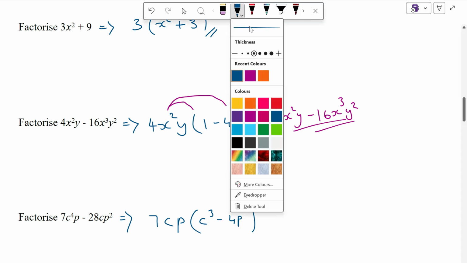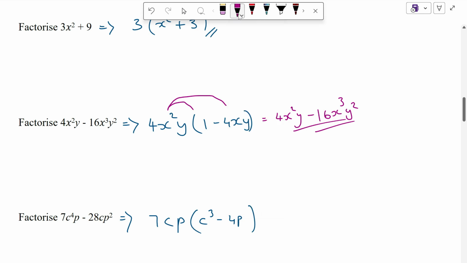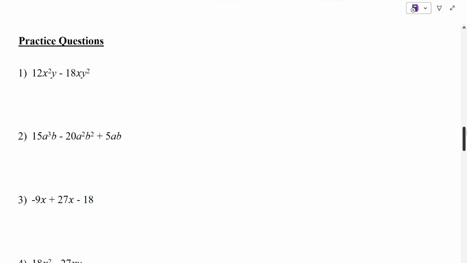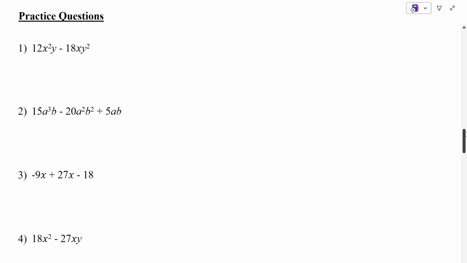Now the same thing, if we just multiply it out in our working, that's correct. Moving on now to some more practice questions. If you could please pause the video here and have a go at these yourself, and resume the video and we'll go through them together.